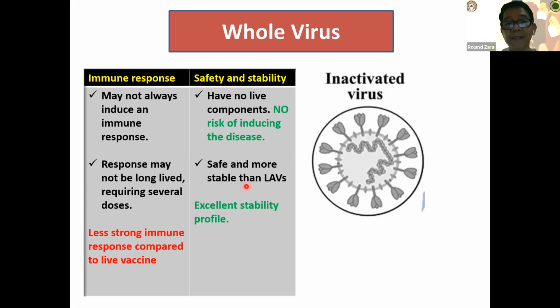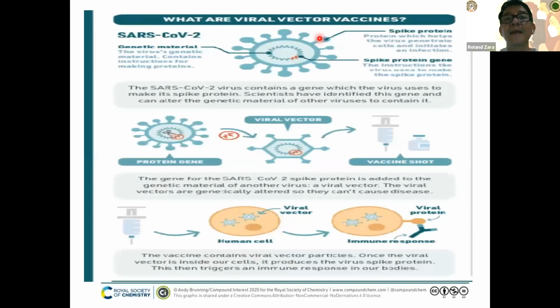So this is the viral vector vaccine like your AstraZeneca. Ito yung SARS-CoV-2. They get the genes that produce the spike protein, and they place it in your adenovirus, the DNA of your adenovirus. Once injected, they will produce the spike, and it will now be recognized by your antibodies.